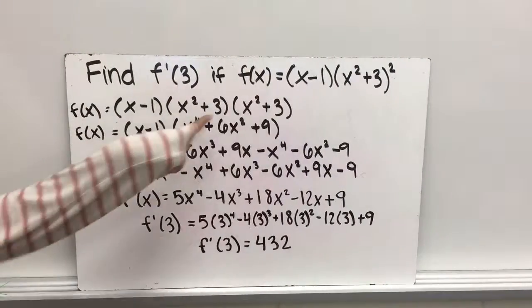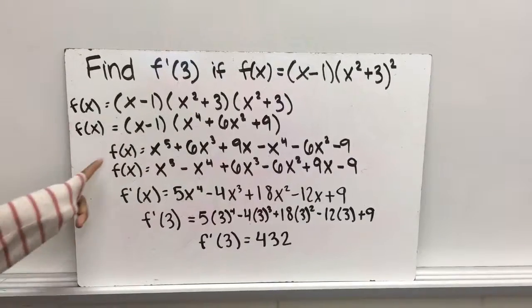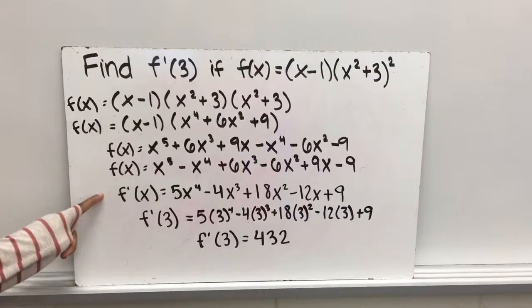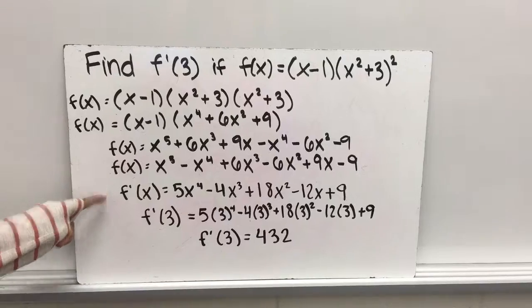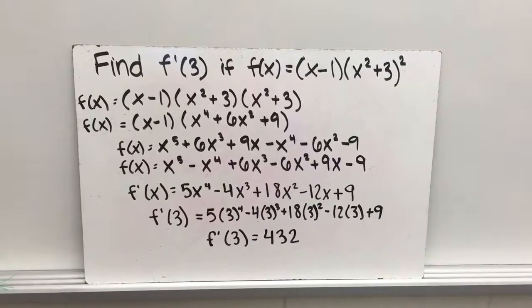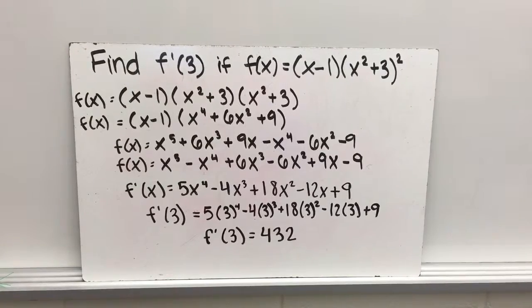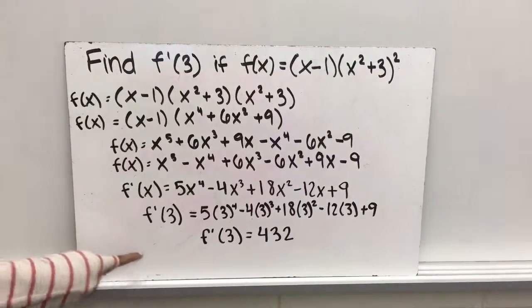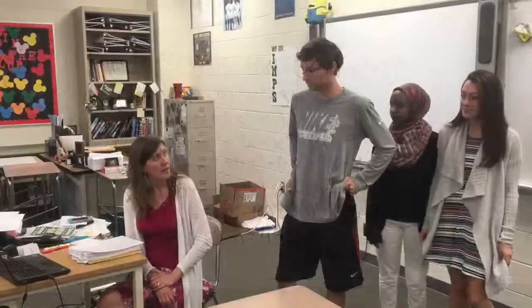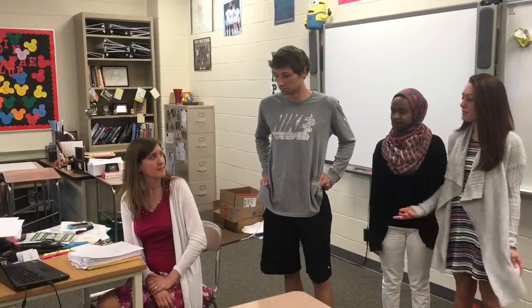So we first broke it apart and multiplied it through. After we multiplied it through, we took the derivative. The derivative of f equals 5x to the 4th minus 4x cubed plus 18x squared minus 12x plus 9. After plugging 3 in, we got 432. Correct. Where are the parts?